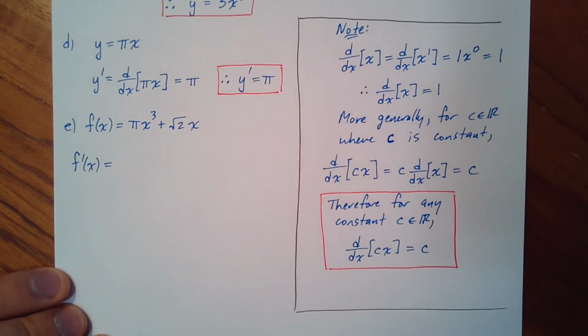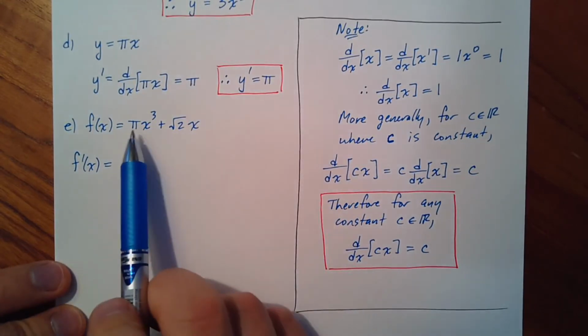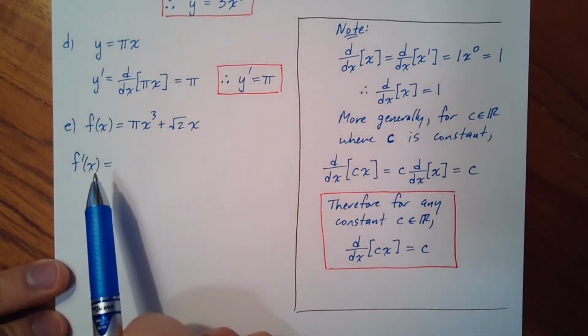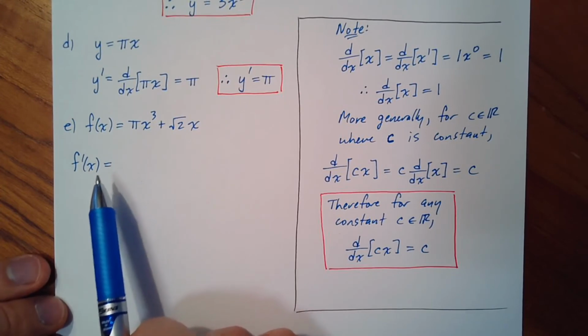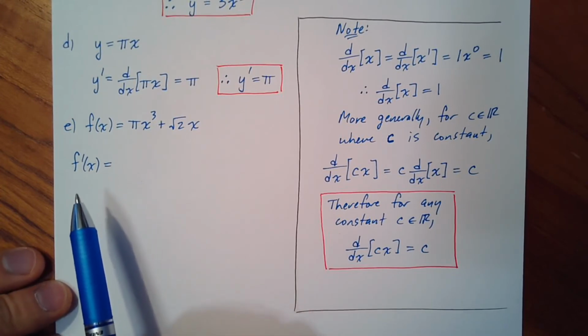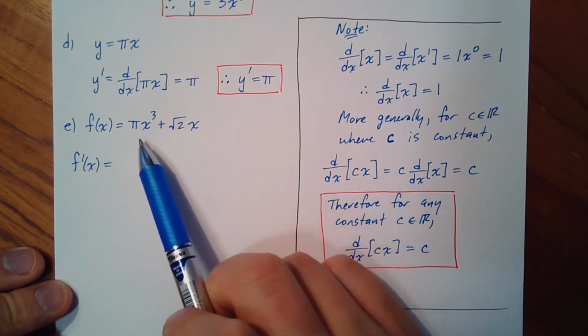If we can do that, let's just do that. Okay, but then how do we handle the pi x cubed? Well, pi x cubed is not quite a power of x, so we can't perform the power rule on that directly. But we know what we're going to do, right?